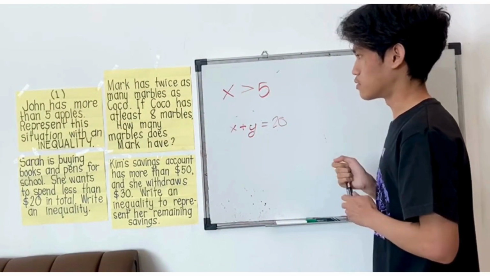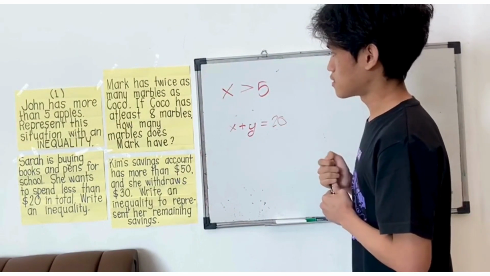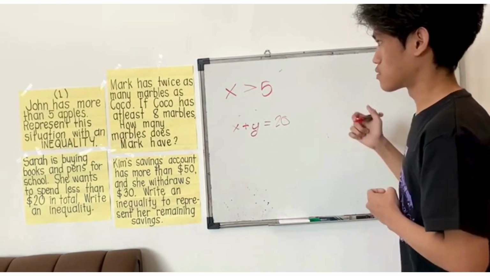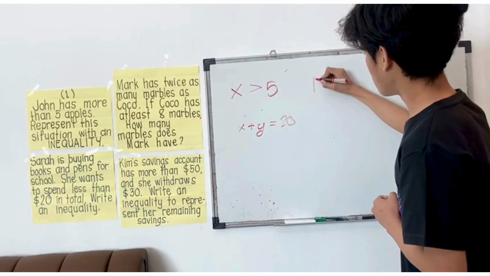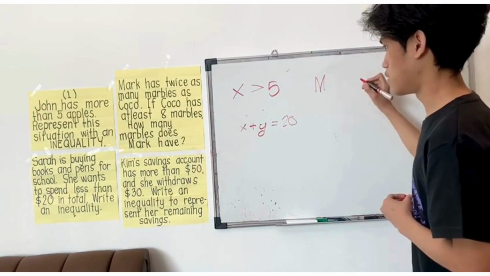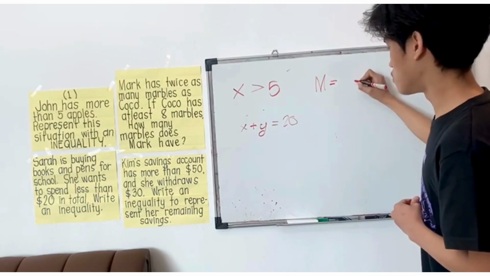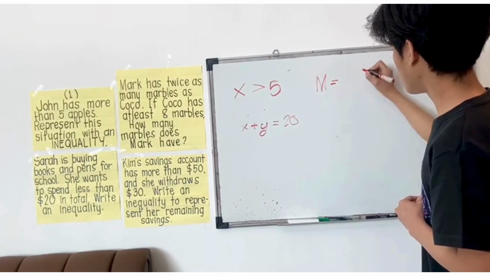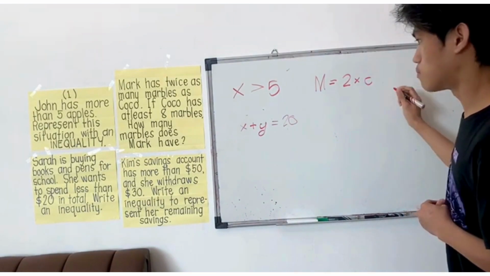Okay, now let's go to the third. Mark has twice as many marbles as Coco. If Coco has at least 8 marbles, how many marbles does Mark have? Okay, so Mark, let's represent him with m. If Mark has twice as many marbles as Coco, that means Mark has 2 times what Coco has. So we can represent it by m equals 2 times c, Coco.